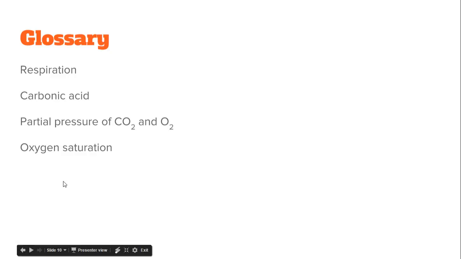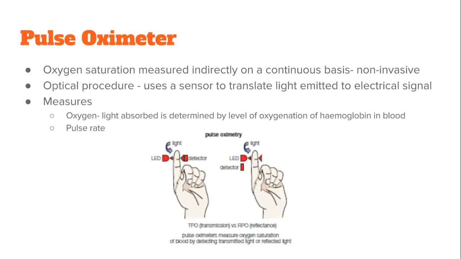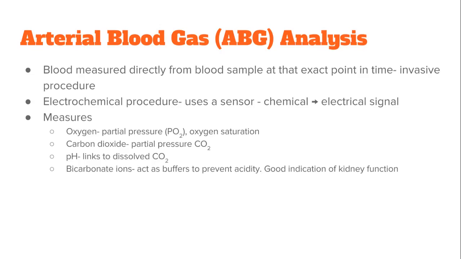A few keywords to look at for your glossaries: make sure you've got respiration. Make sure you understand carbonic acid and how that relates to changes in the body's pH, but also familiarize yourself with partial pressure and oxygen saturation. One of your tasks for this lesson is to create a comparative table to look at both the pulse oximeter and the ABG analysis and make sure you understand how and when they're most appropriate for use.